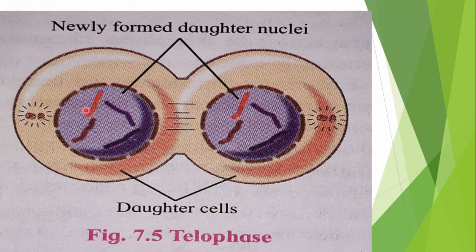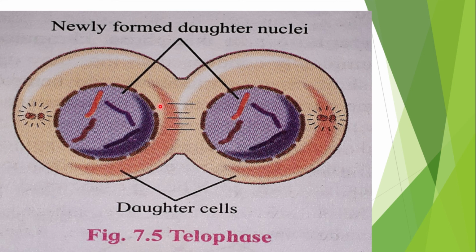Now, what happens here? There is no use of the centrosome and no use of spindle fibers. The spindle fibers break down because their purpose is over, and they are absorbed in the cytoplasm. In other words, the spindle fibers completely disappear. So this is all about telophase.